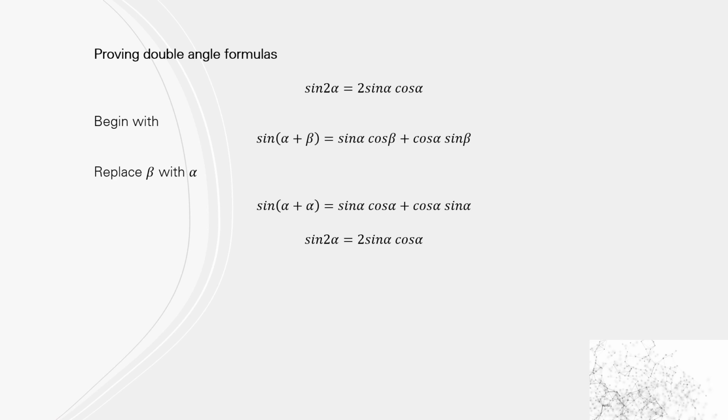So, proving the double angles, let's start with sine 2 alpha. If we start with our rule that we had, sine of alpha plus beta, and we replace beta with alpha, you get sine 2 alpha equals 2 sine alpha cos alpha. So we can use what is on the reference sheet, the sine alpha plus beta formula, to come up with sine 2 alpha if you don't remember it.